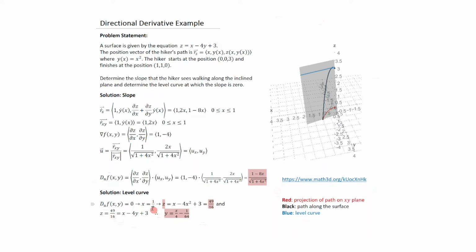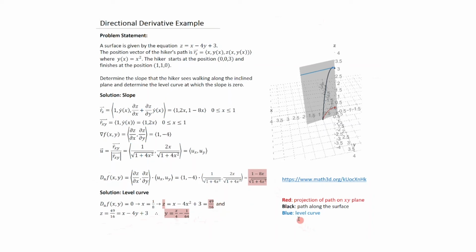Once you have x equals 1/8, you can compute what the z value would be. You substitute that in, and you end up with a value of 49/16. Once you have that information, you can express y in terms of x, which is what I've done here. And so the level curve is y equals x over 4 minus 1/64, and it occurs at a value of z equals 49/16.